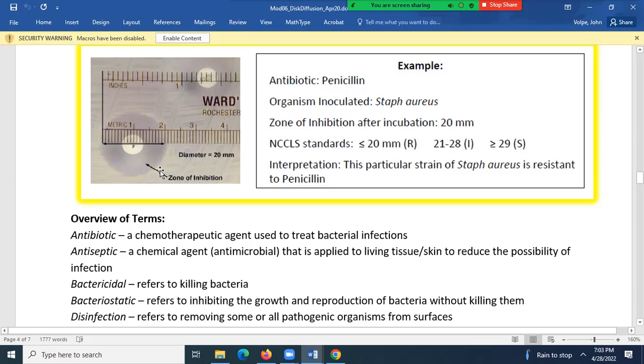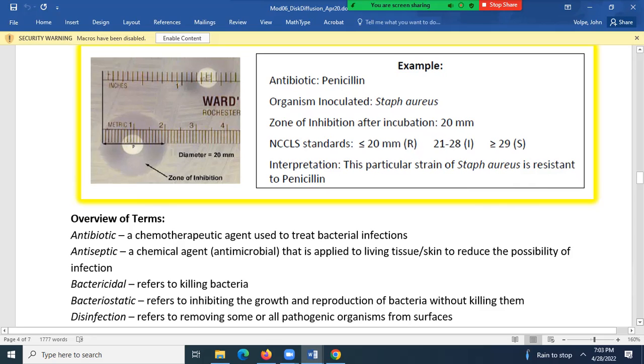But if the size of the zone of inhibition were between 21 and 28 millimeters, then we'd say it was intermediate. The antibiotic was intermediate in its effectiveness on this Staphylococcus aureus. And if the size of the zone of inhibition was greater than or equal to 29 millimeters, we'd say the organism Staphylococcus aureus was sensitive to this antibiotic. Any question about any of that? So that's how you determine whether an antibiotic is sensitive or resistant.